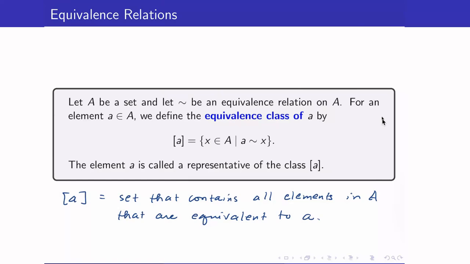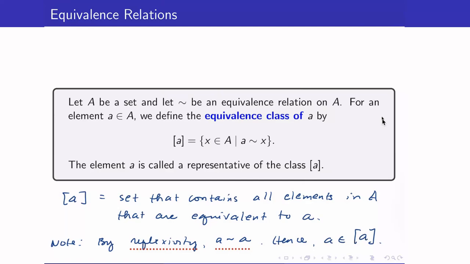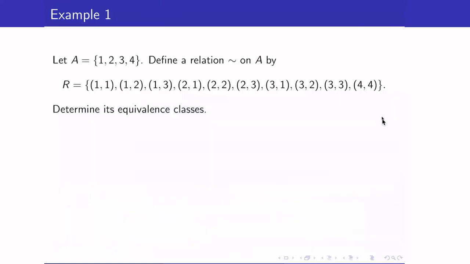And notice also that since our equivalence relation is reflexive, we are sure that the element a is an element of the equivalence class. So by reflexivity, a is equivalent to itself. We now have that a is an element of this equivalence class. So therefore, we know that this equivalence class is always not empty because we are sure that it will definitely contain a.